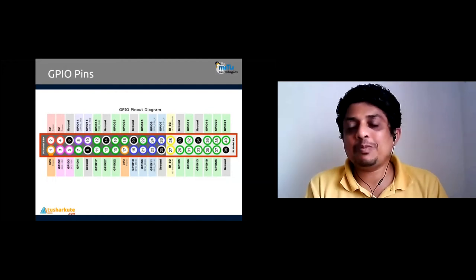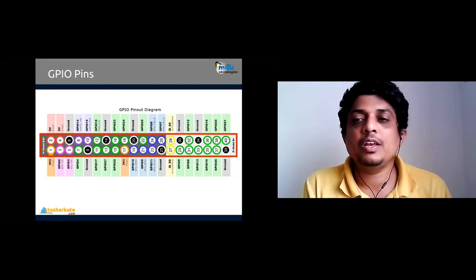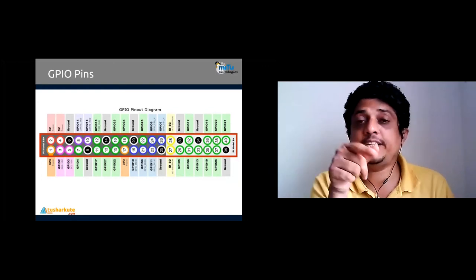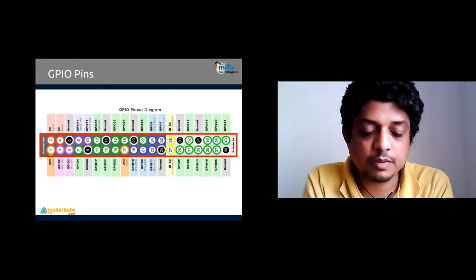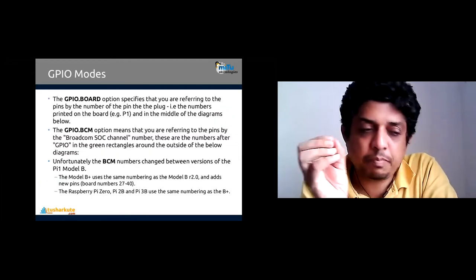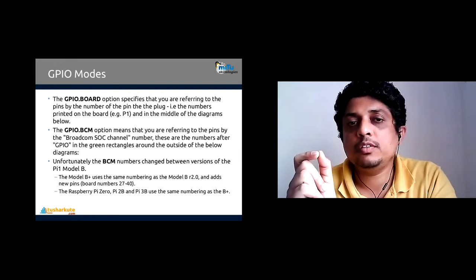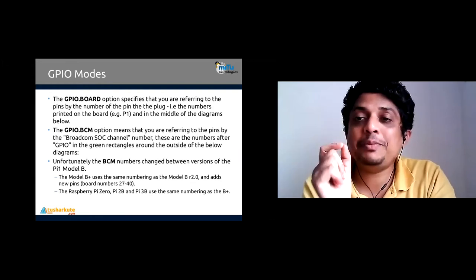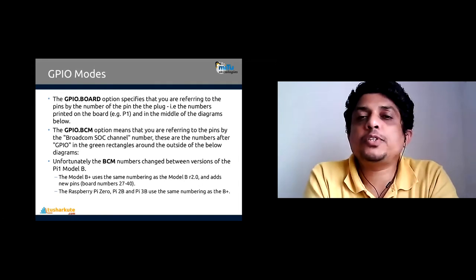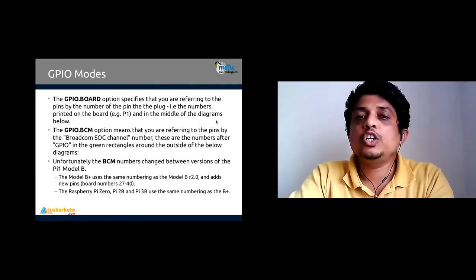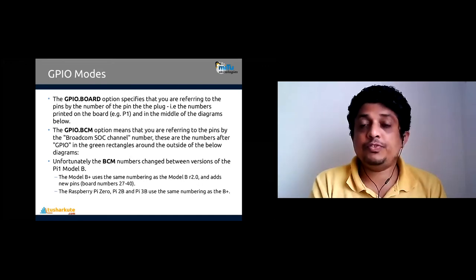You can find that pin diagram on Google also. Just go to Google Images and search for Raspberry Pi GPIO pinout diagram, and you can see how these pins are present. I'll show you how to connect and interface with the sensors and also with the actuators. We'll start with actuators and then see the sensors. Now, every program that you write in Python for Raspberry Pi can operate in two different modes: GPIO board mode and GPIO BCM mode. The GPIO board option specifies that you are referring to the pins by their physical, actual pin number.